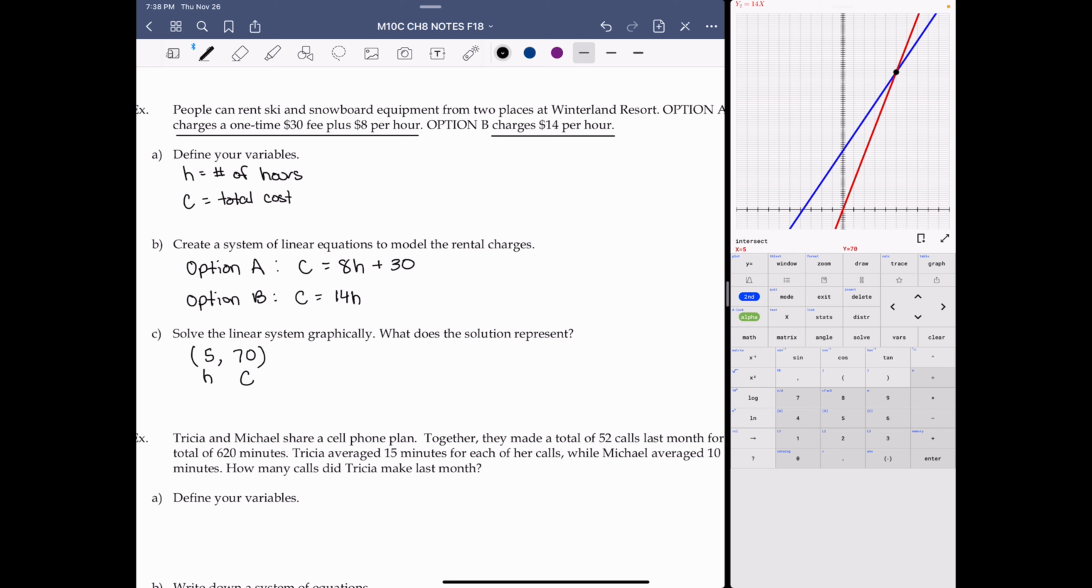What does the intersection point mean in terms of option A and option B? Well, notice that the graphs are equal at that point. So what it means is both options cost the same, which is $70, when the rental time is 5 hours.